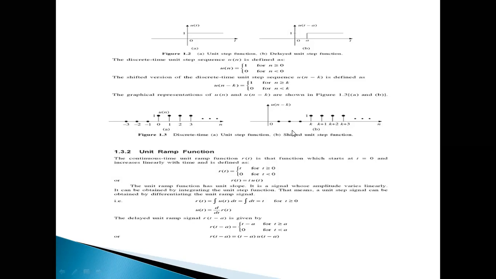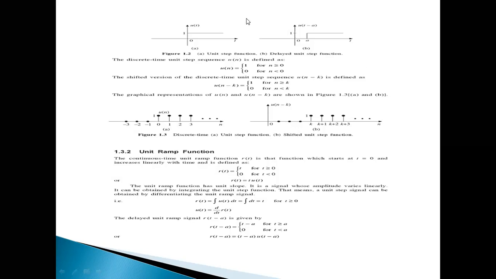Now look at the second discrete-time signal, the shifted unit step function. It is shifted by k samples. Mu of n minus k: at k, k plus 1, k plus 2, k plus 3, and so on, the magnitude of mu of n minus k is the same. Shifting towards the right side, we can call it a delay function.